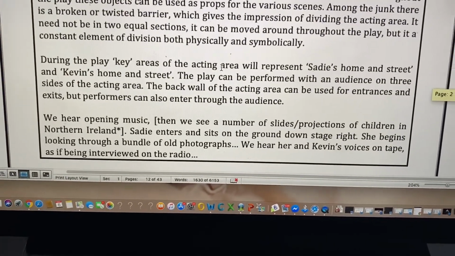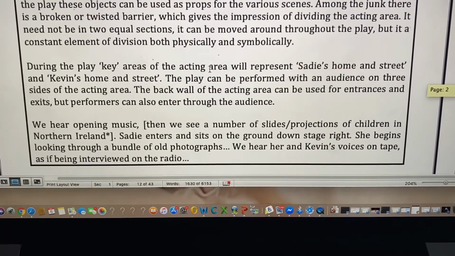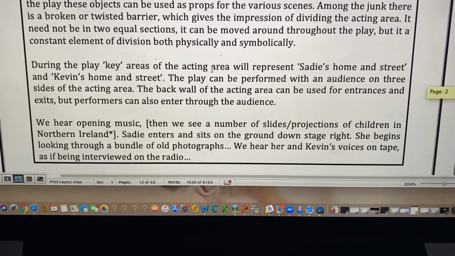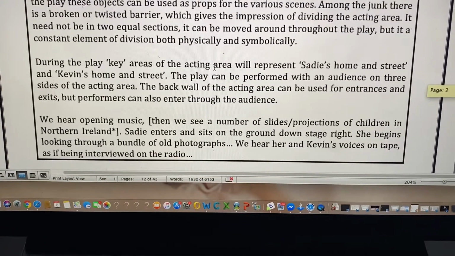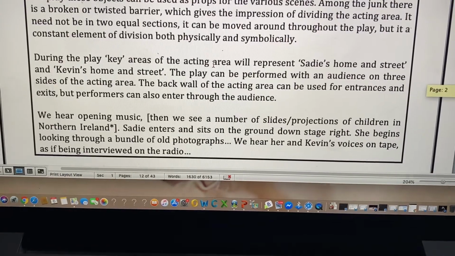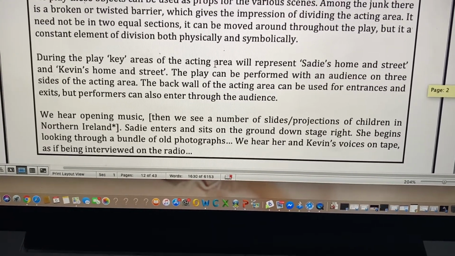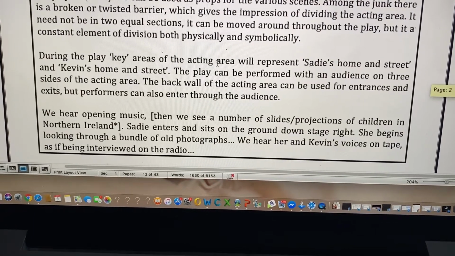During the play, key areas of the acting space will represent Sadie's home and street and Kevin's home and street. The play can be performed with an audience on 3 sides of the acting area. The back wall of the acting area can be used for entrances and exits, but performers can also enter through the audience.